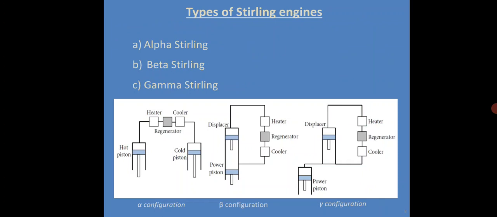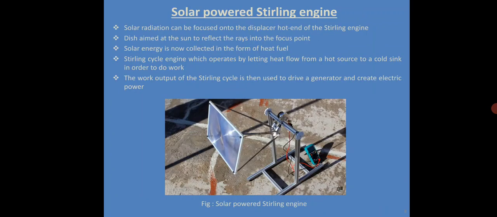Types of Stirling engine. There are mainly three types of Stirling engine: alpha Stirling engine, beta Stirling engine, gamma Stirling engine. Here is a diagram of alpha configuration, beta configuration and gamma configuration.